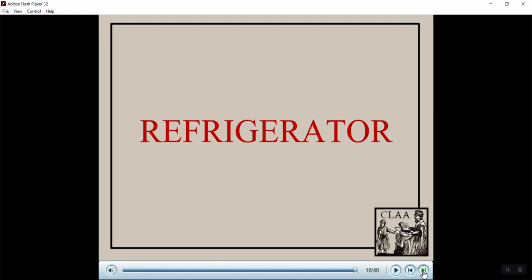Let's try reading another English word with ecclesiastical sounds. Refrigerator. Using your knowledge of spoken words, what word do you think this might be? It's the word refrigerator.